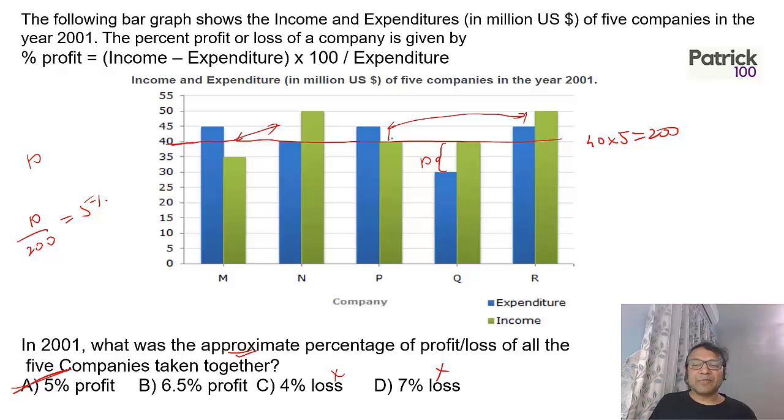Right? Total expenditure, you can add also: 45 plus 40 plus 45 plus 30 plus 45. I'm just trying to avoid addition. So if I take average 40 approximately, it comes to 40. Look at 1 bar on top, 1 bar on top, 1 bar on top. So 3 bars on top, but 2 bars negative. So overall it comes to approximately 40 for each. So 200 is the overall expenditure. So profit of 10 on expenditure of 200 will give you 5%. That's the answer, A option.